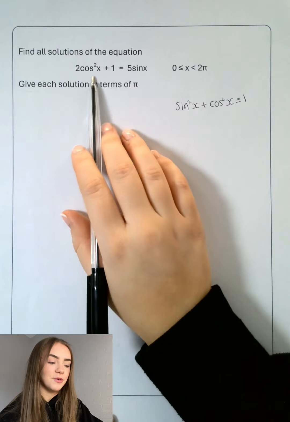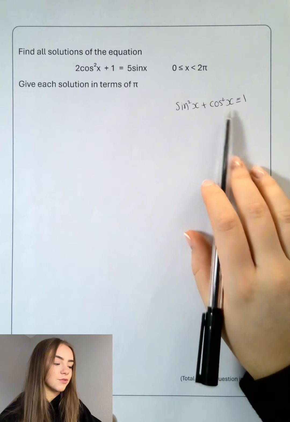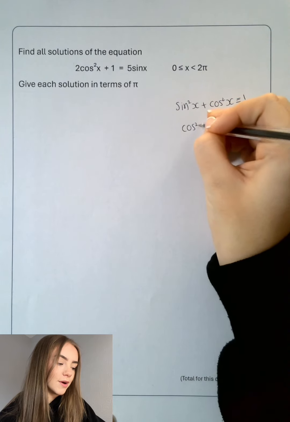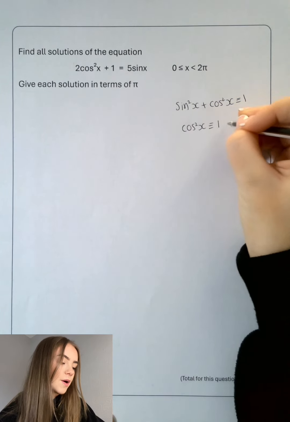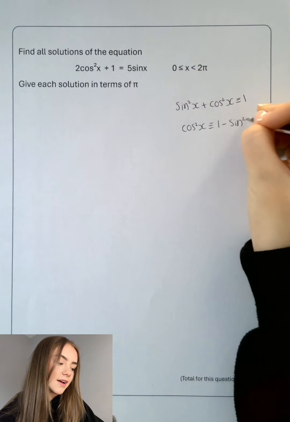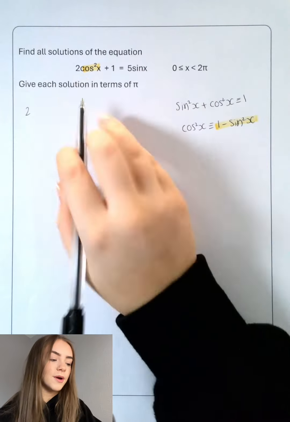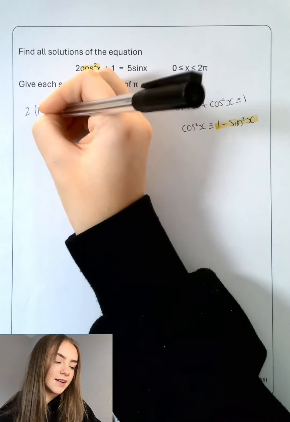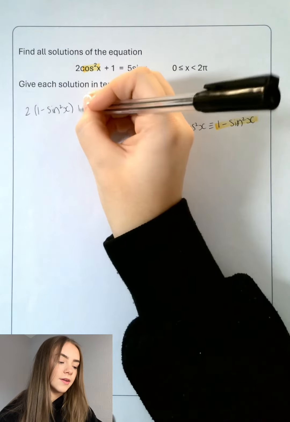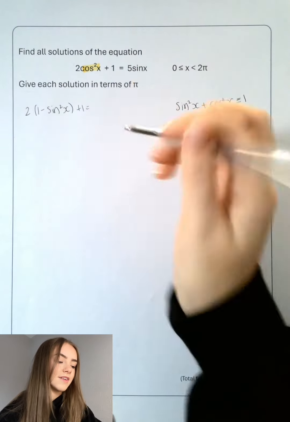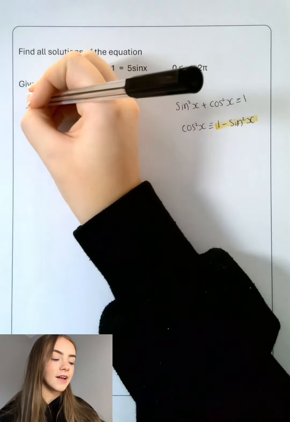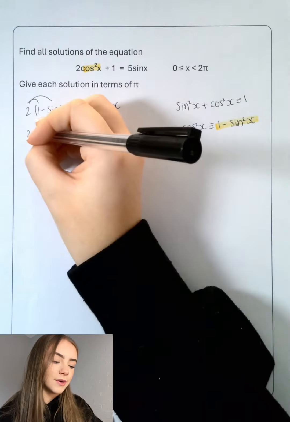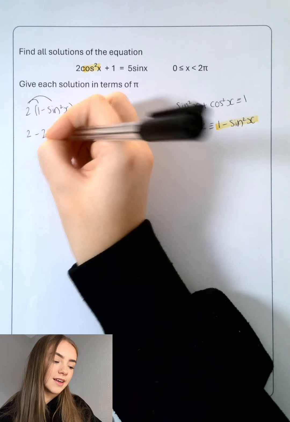Since in this equation we have cos squared x, let's rearrange this to have cos squared x on its own. So we'll have cos squared x is equal to 1 minus sin squared x. This will now give us 2 multiplied by, in place of cos squared x, 1 minus sin squared x, plus 1 is equal to 5 sin x. Expanding this bracket, 2 times 1 is 2, and 2 times minus sin squared x will be minus 2 sin squared x.